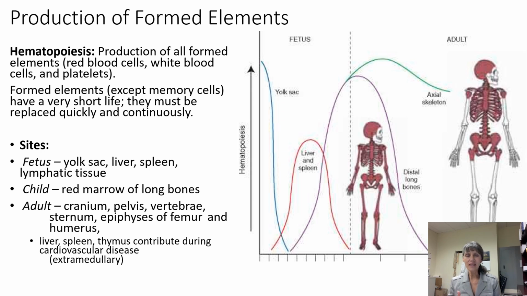Now, in the event that there is a person who's dealing with any kind of cardiovascular disease, then in the adult, the liver, the spleen, and the thymus may contribute to the production of formed elements, or hematopoiesis, and they refer to that as extramedullary, because it's not happening in bone marrow when the liver, the spleen, and the thymus have to kick in to help out.